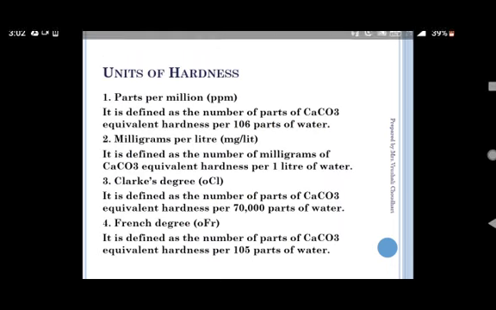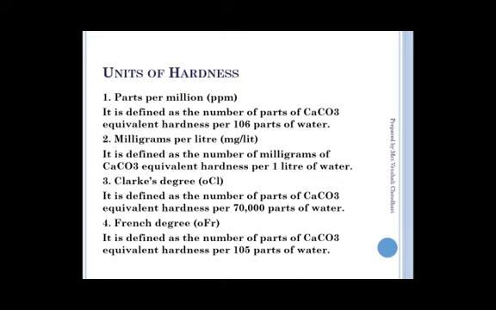What is the unit of hardness? When I say that given water is hard, what does it mean? We are going to determine how much calcium carbonate is present in the given water. The unit is parts per million. It is defined as the number of parts of calcium carbonate equivalent hardness per 10^6 parts of water. How many calcium carbonate molecules are dissolved in water is determined by parts per million.